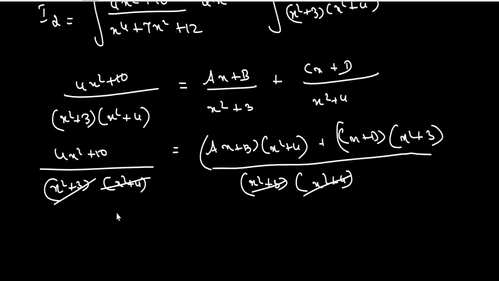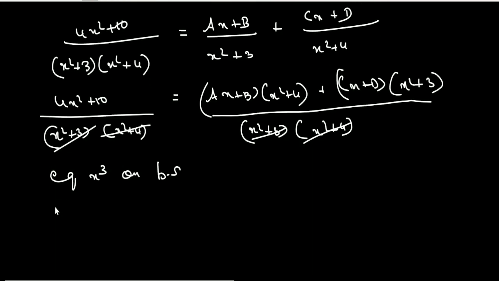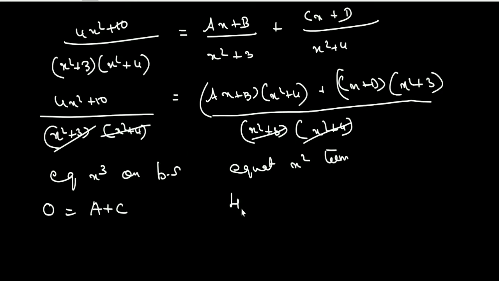To find a, b, c and d, equate the constants or equate the highest term. The highest term is x cube, so equate the x cube term on both sides. Left hand side is 0, there is no x cube term. Right hand side is a plus c. So a plus c equals 0. Now equate the x square term. The x square term here is 4. On the right, b gives one x square term, and d gives another, so b plus d.